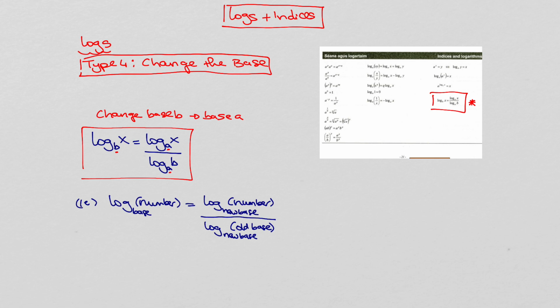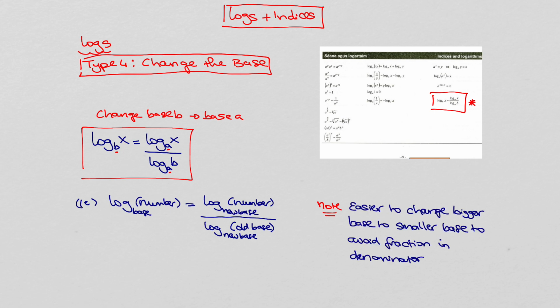So one thing to note is sometimes students are like, well, what base am I going to change and what will I change it to? So it is always easier to change the bigger base to the smaller base. And all this does is it avoids a fraction in your denominator. So let's have a look at an example.